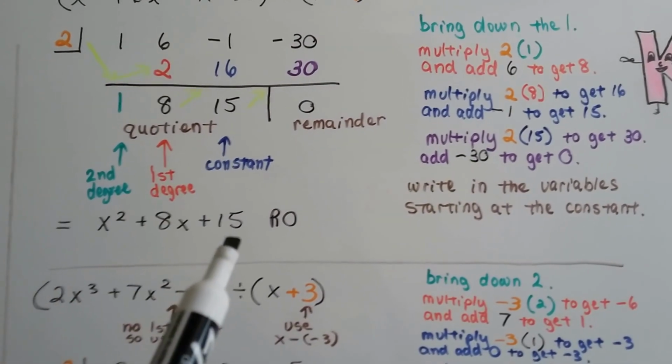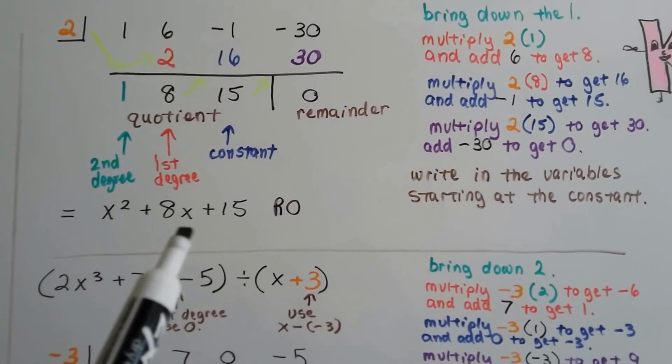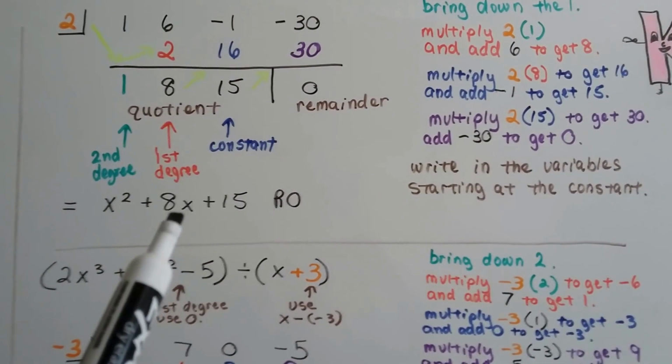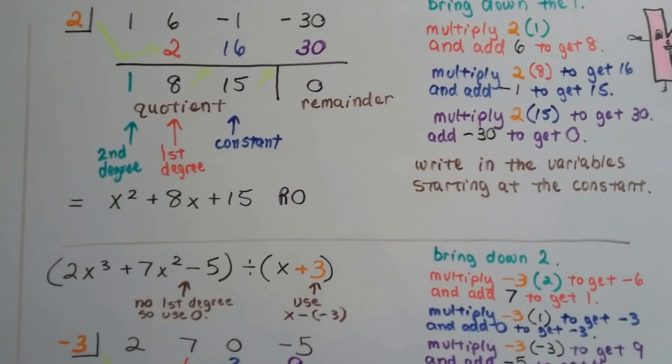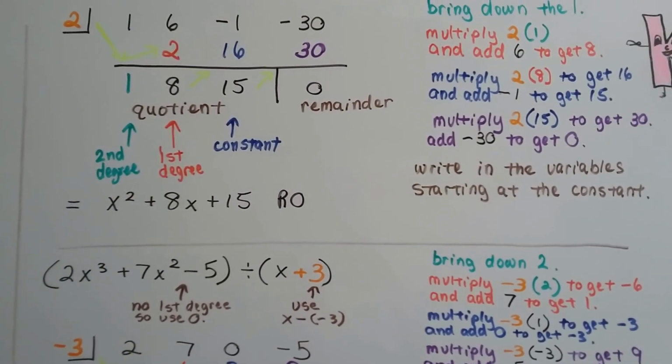So we start with the constant. We got a 15. It's positive, so there's a plus. That's our first degree, so that's just an x. It's positive, so there's a plus. And that's our second degree, so that's our x squared. See? Because we don't write the 1, do we?